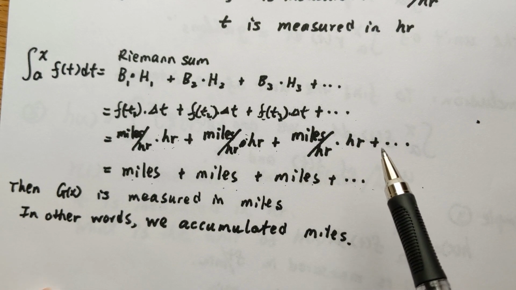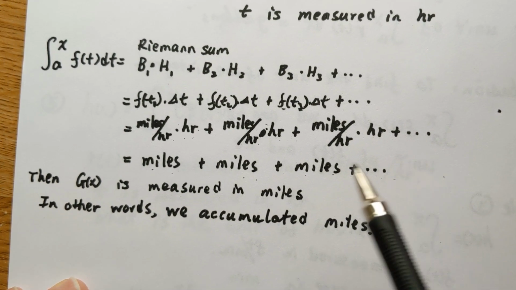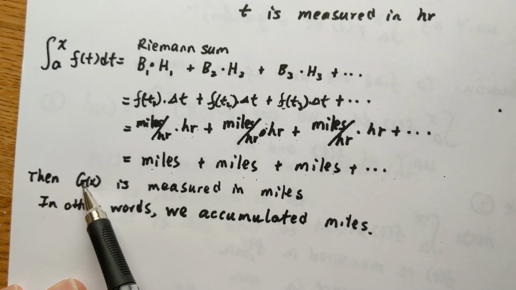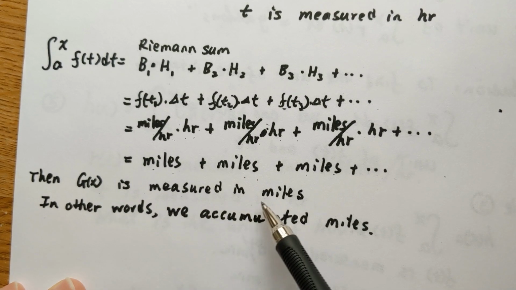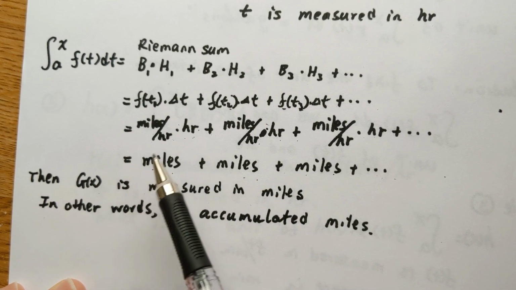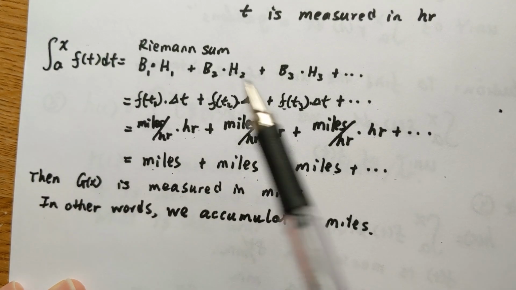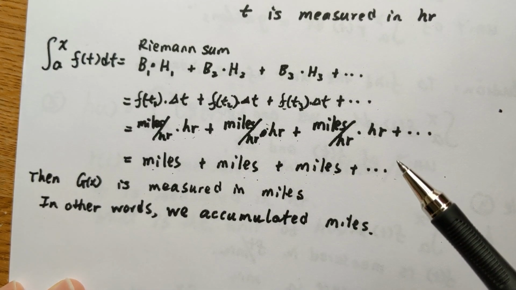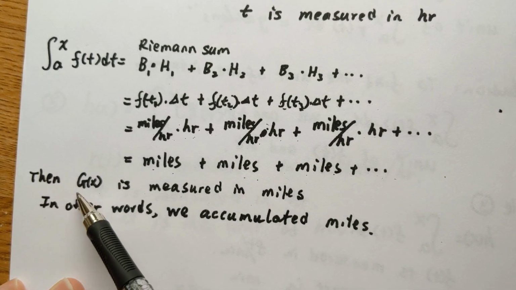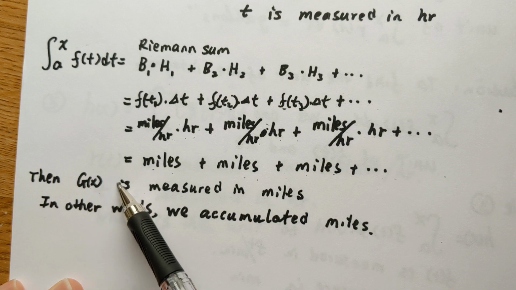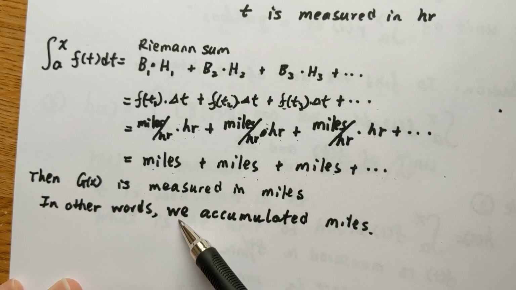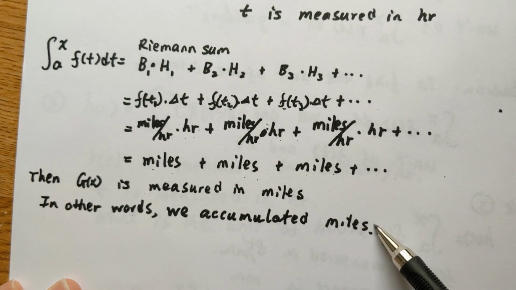So we know that miles plus miles equals miles. Therefore, g of x is measured in miles. In other words, the integral will have a unit of miles. So now we know that g of x is an accumulation function, in other words, we accumulate miles.